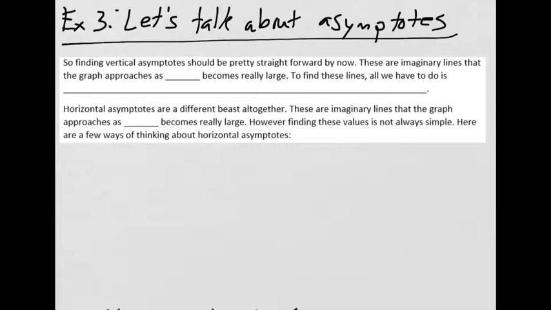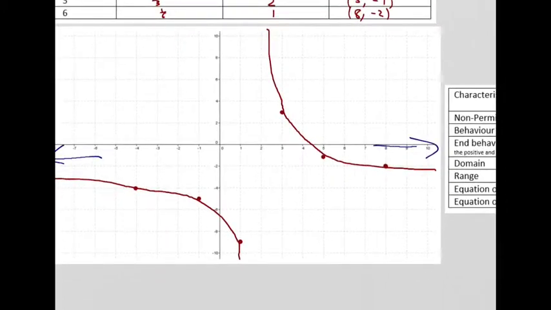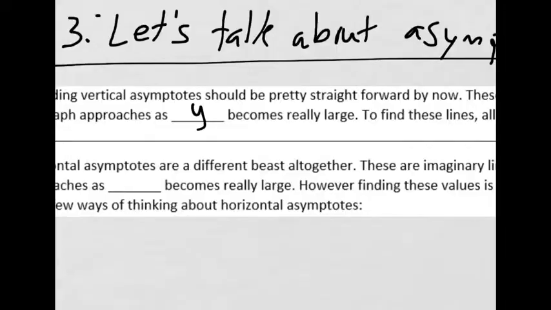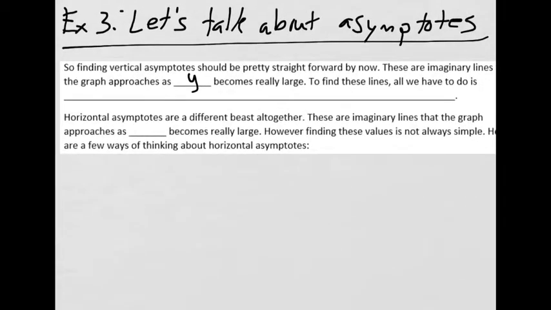Okay. So finding vertical asymptotes is pretty straightforward. Okay? They're imaginary lines that the graph approaches as y becomes really large. Right? And just to show you a picture of that again, as I go to positive infinity for y and negative infinity for y, I start to approach my vertical asymptote. Okay? So that happens as y becomes really large. How do you find those vertical asymptotes?